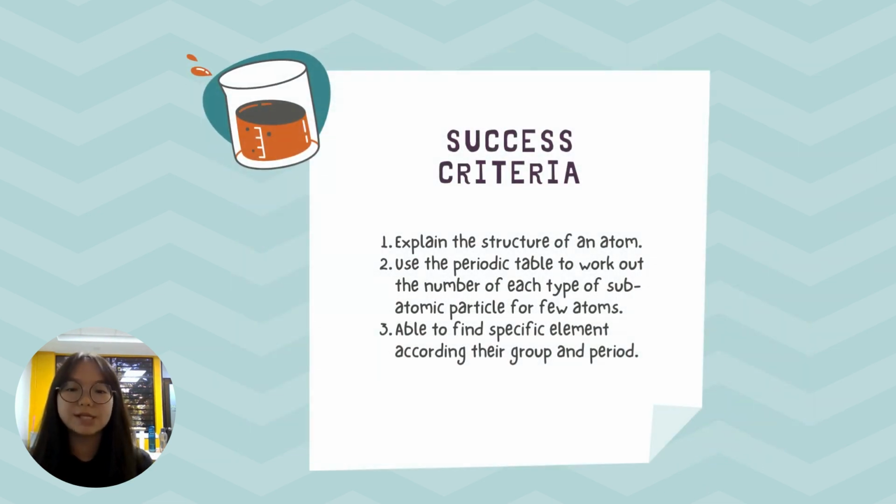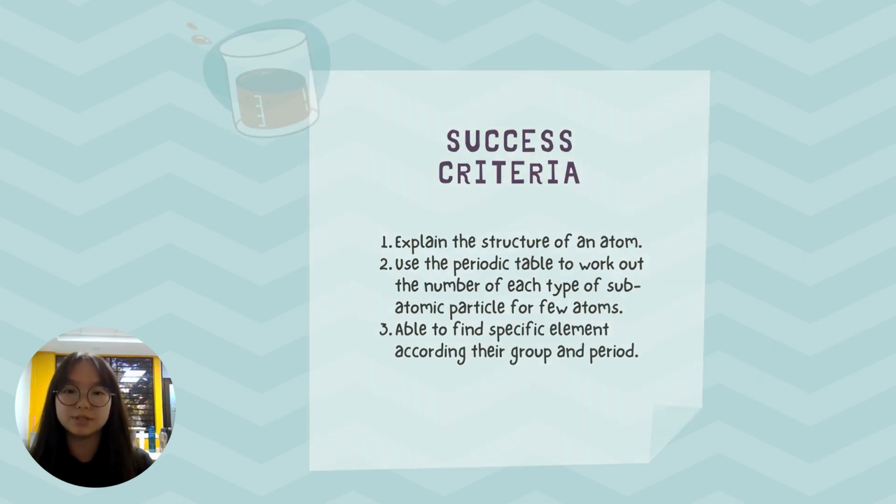There are also 3 success criteria in this topic. At the end of the class, students are able to explain the structure of an atom. They can also use the periodic table to work out the number of each type of subatomic particle for a few atoms. At the end, they are also able to find specific elements according to their groups and periods.